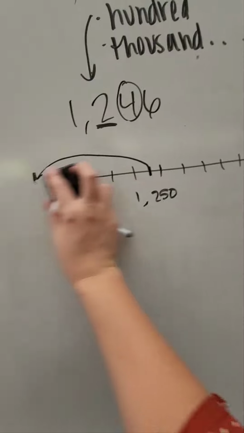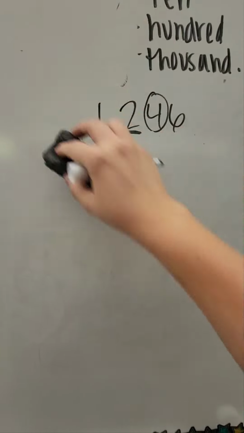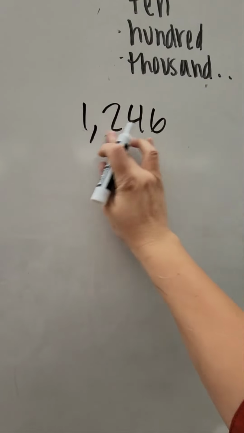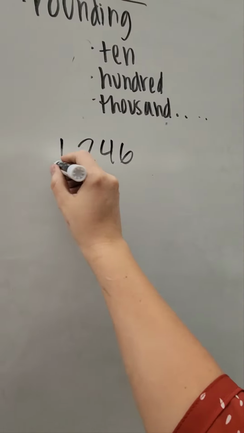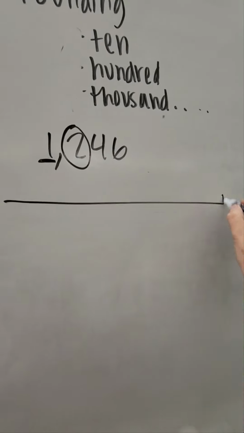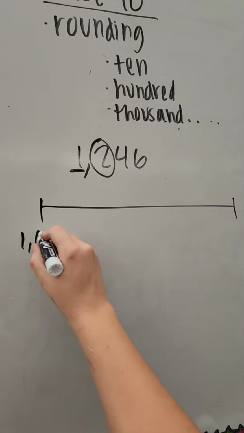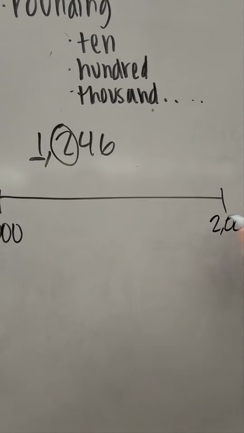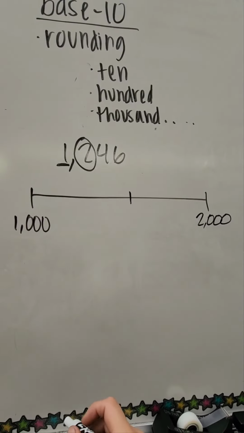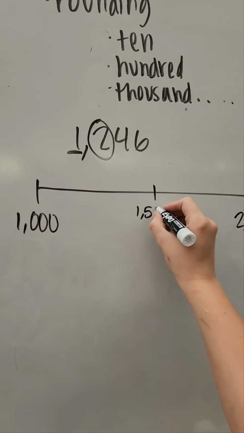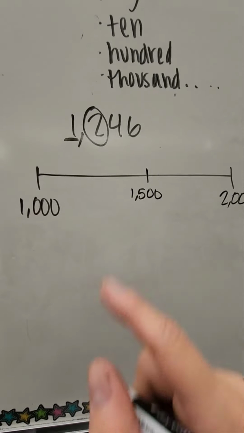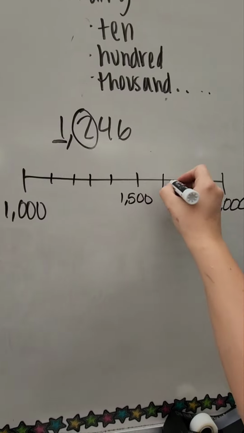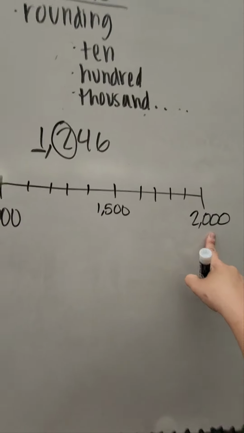And I'll do one more example. We'll do the 1,000. 1,246. Okay, nearest 1,000. So I'm going to underline my 1,000. And now this one, it's either going to be 1,000, it's going to stay there, or it's going to go up to 2,000. And then I put my midpoint. What's between 1,000 and 2,000? 1,500. Here we're counting by hundreds. So you go 100, 200, 300, 400, 500, 600, 700, 800, 900, 1,000.